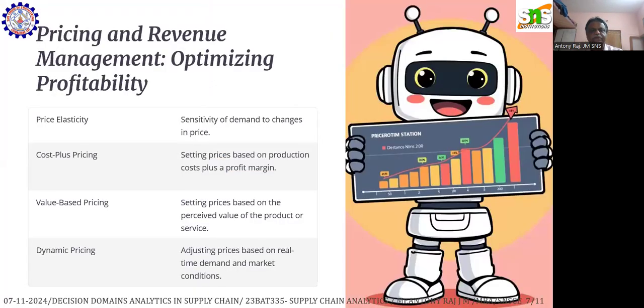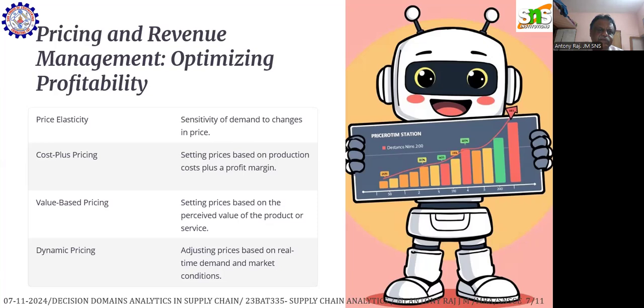Pricing and revenue management, optimizing profitability, is a very important area in terms of supply chain analytics applications. One is price elasticity. Price elasticity is the sensitivity of demand to changes in the price. This can definitely be simulated using supply chain analytics.